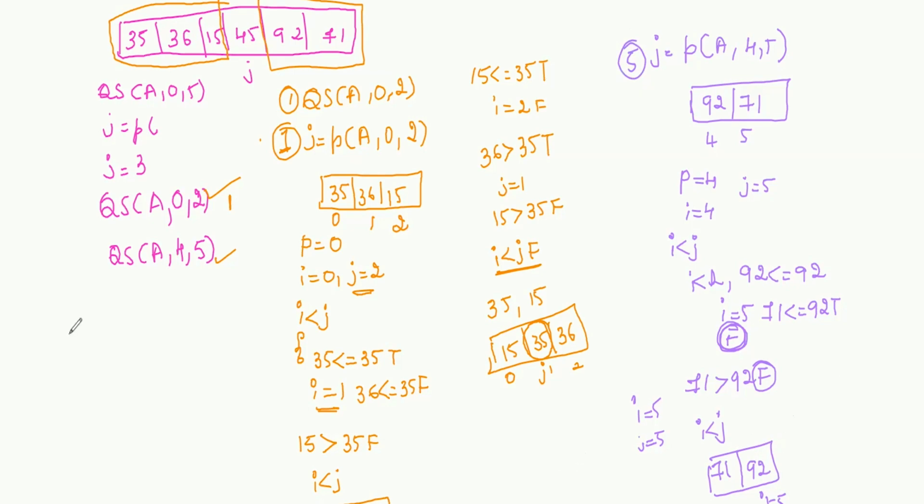Okay, so let us now see what we have done so far pictorially. Let us represent it quickly. So we started with 45, 36, 15, 92, 35, and 71.